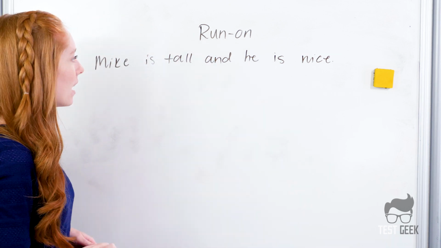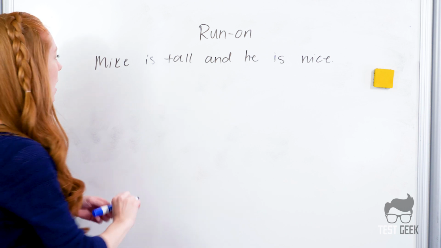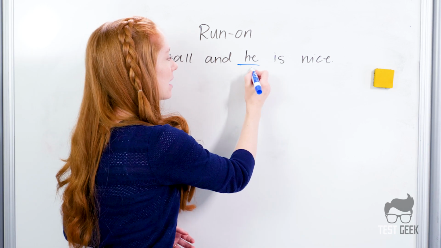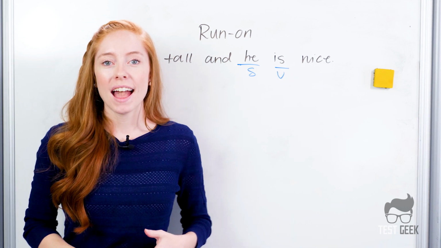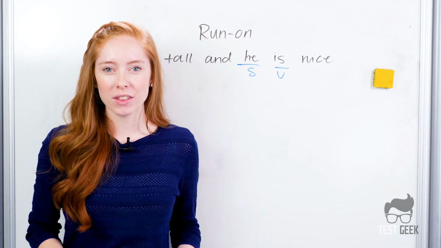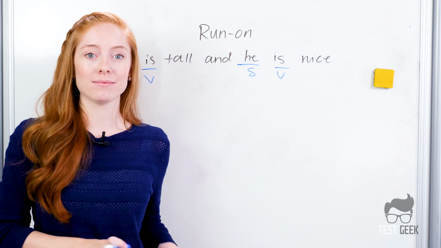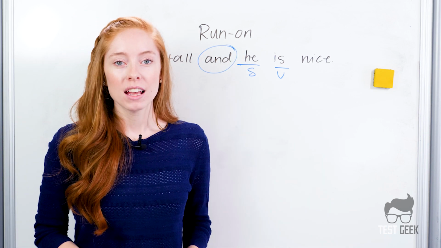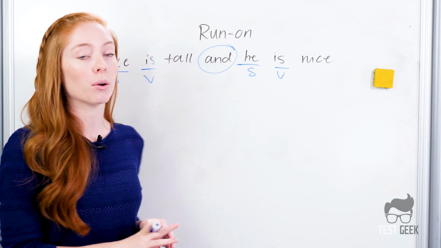Okay, Mike is tall and he is nice. In this example, we have a subject and verb, right? Mike is. We have another subject and verb. He is. So we have more than one subject-verb pair, and when this happens, we need to make sure that these are separated correctly. In this case, they're not, so it's called a run-on. We can't just separate them with an and. That's not enough. There's three ways that we can separate two complete thoughts here, or fix a run-on.